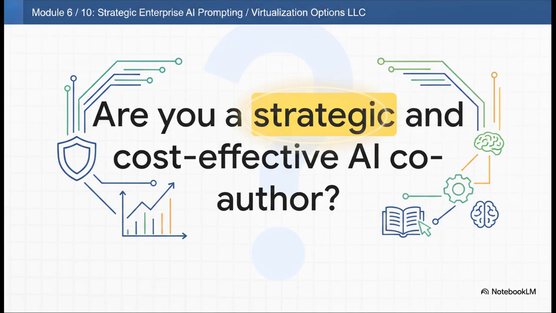Which brings us to the ultimate question as we wrap up Module 6. Are your AI interactions burning enterprise resources on the old query and retrieve habit, or are you ready to become a strategic, secure, and cost-effective co-author? Apply this corporate toolkit to your very next prompt and watch your efficiency skyrocket.